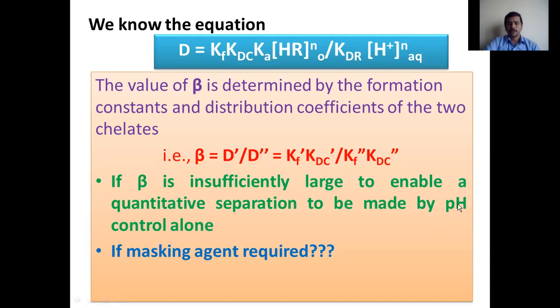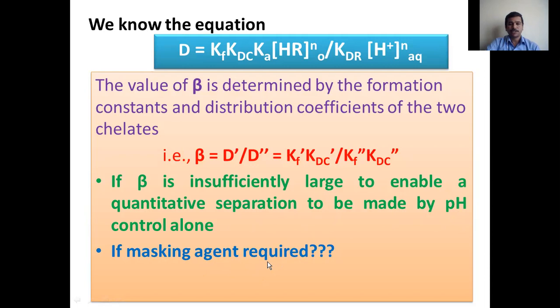Apart from this, the extractability of any metal is not only dependent on pH. Even in some cases, pH is not sufficient to regulate the selective extraction of one particular metal. Even at that particular pH, the other metal which is also present may also be getting extracted. In such cases, we may have to use masking agent.